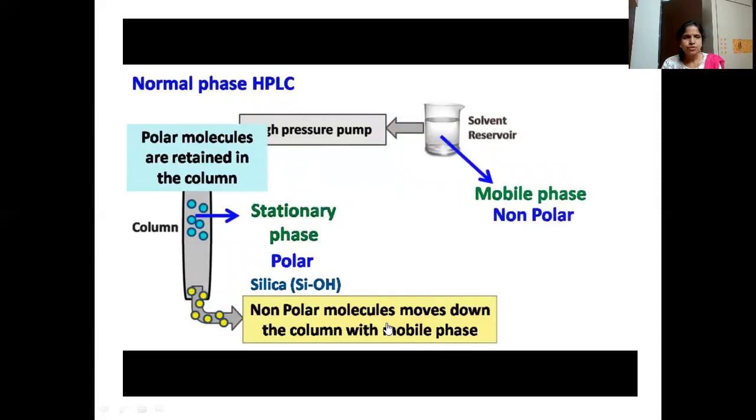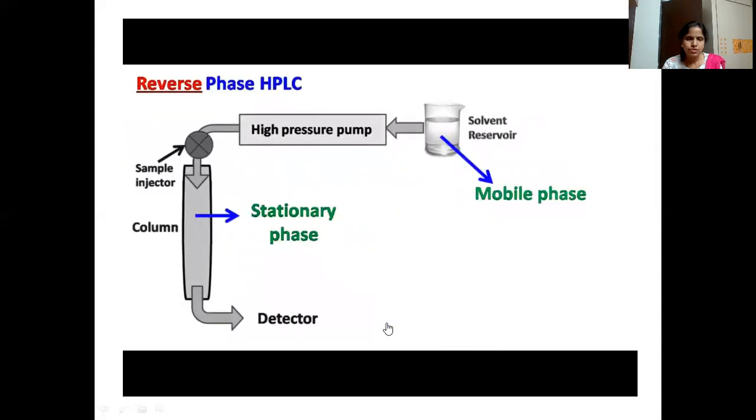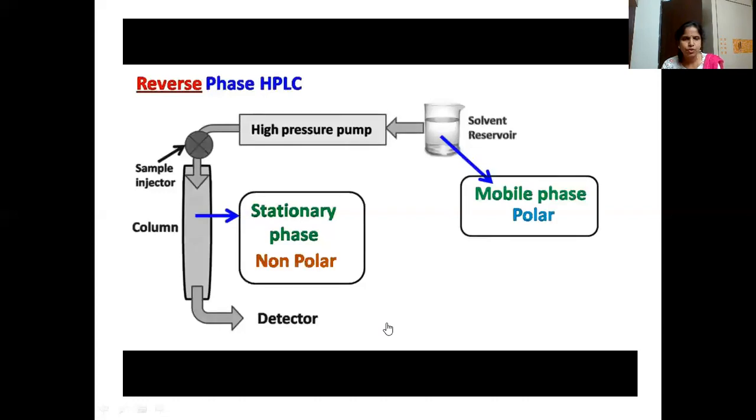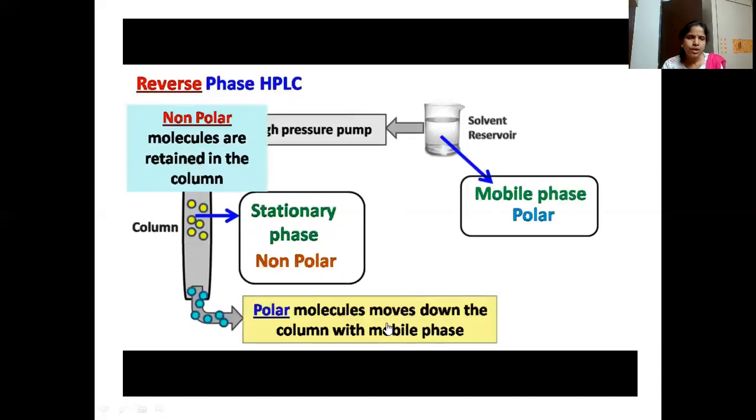The next one is reverse phase, just reversing the stationary and mobile phase. The stationary phase here will be non-polar and the mobile phase will be polar. So non-polar molecules will stick to the stationary phase, as their affinity is more, and polar molecules will move down the column along with the mobile phase.